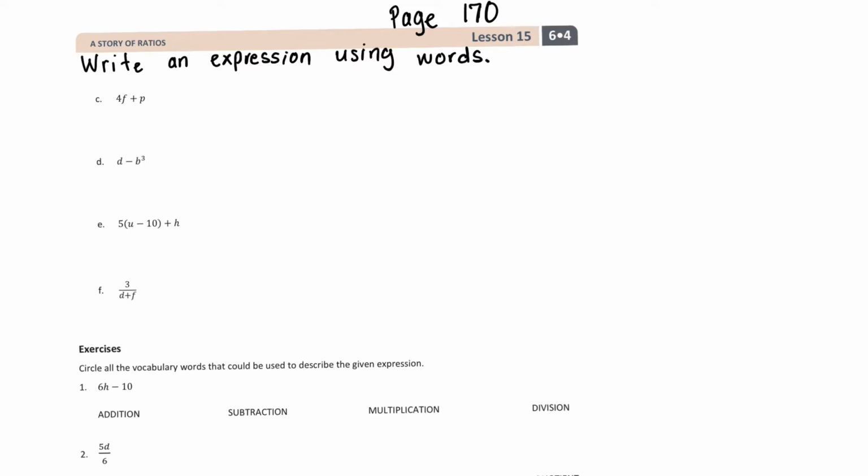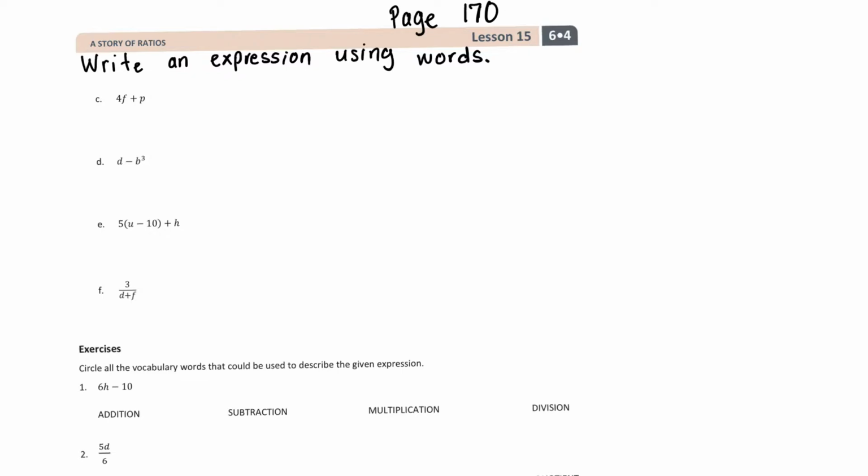We're going to do lesson 15 on your workbook page 170. Write an expression using words. So 4f plus p. What does that mean? 4 times f plus p. So let's go ahead and write it in words. Keep in mind there's more than one way you can write it.